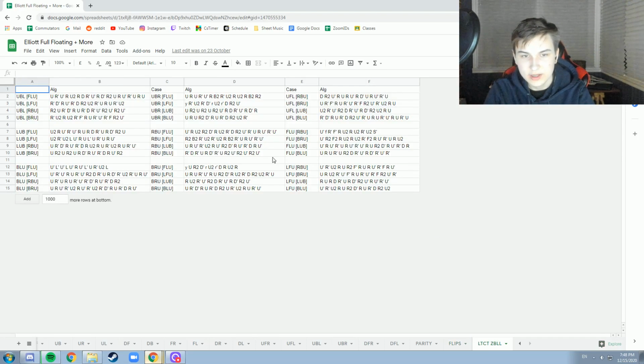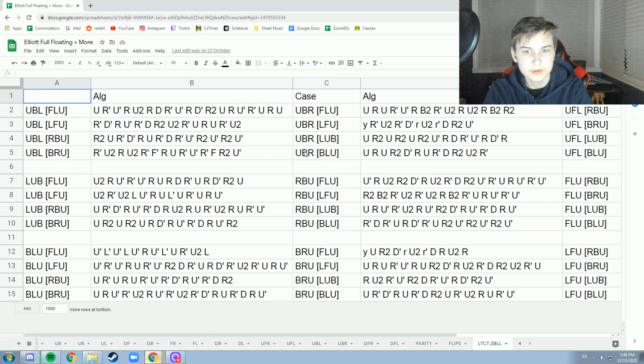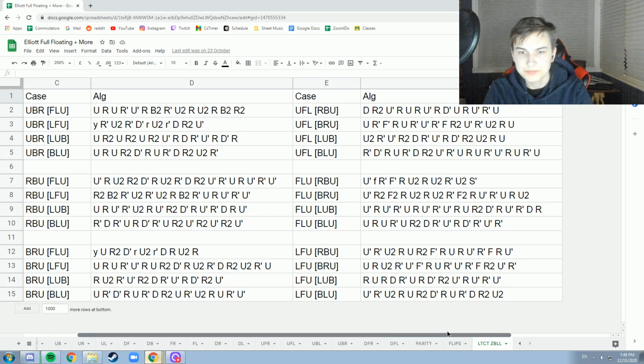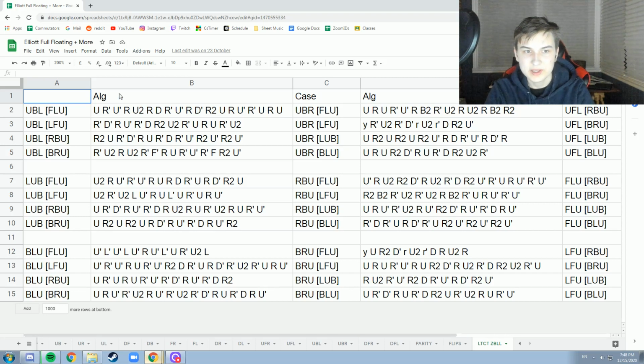And then finally, LTCT ZBL. This is kind of cool. So after learning full floating, I was kind of bored. So I said, why not start to learn or just pick out ZBLs that are LTCTs, like last target plus corner twist. So I went on AlecDB, I think, and picked out a bunch. And I also genned a couple. I picked the ones that have the least amount of AUFs and stuff like that, which is usually not considered in 3x3 sighted solving. I really haven't learned many of these. I think I know 12 or around that number.